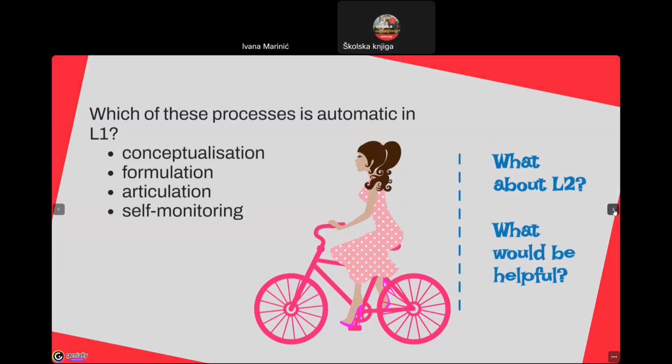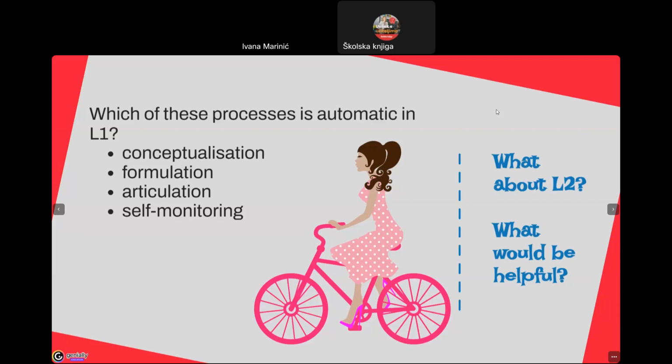Which of these processes in Levelt's model are actually automatic in L1? What do you think? Which ones are automatic? Which happen this way, like bike riding, without much thinking about it? Can anybody guess or write in the chat? I don't see any answers. Maybe something's wrong with my chat box, but the first is automatic. Okay, all of them.